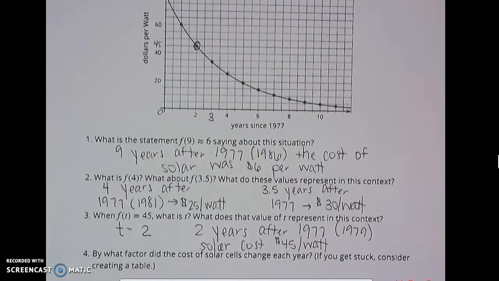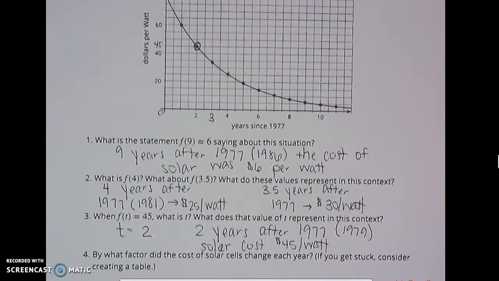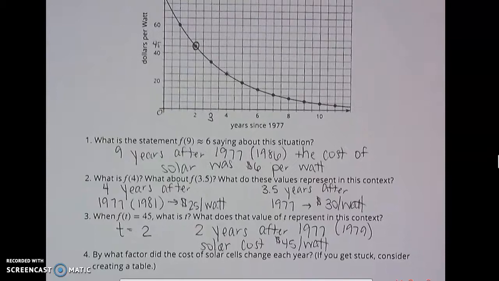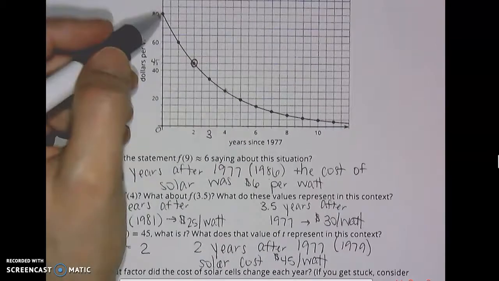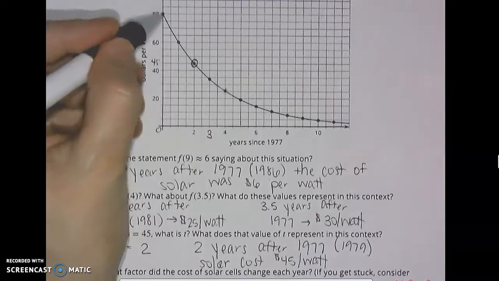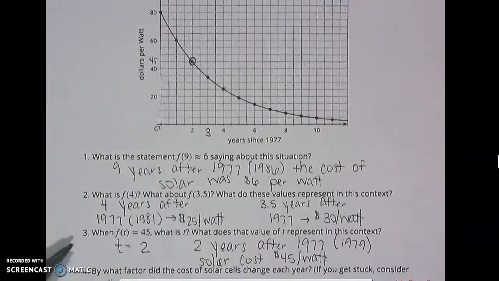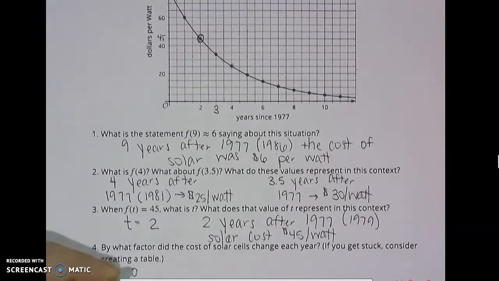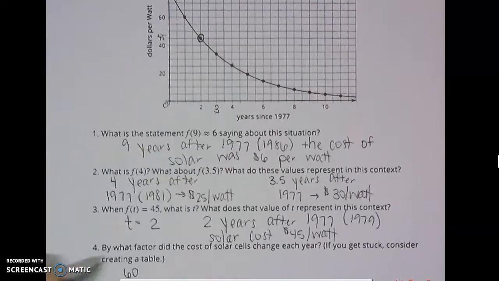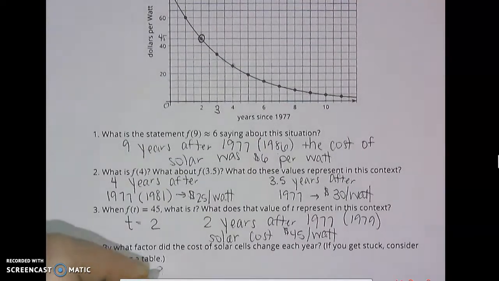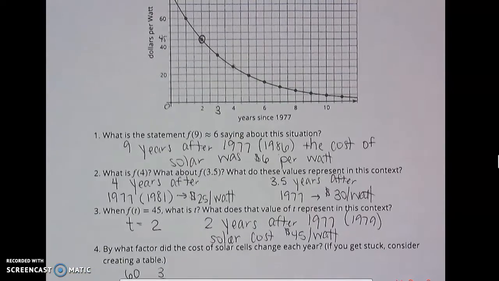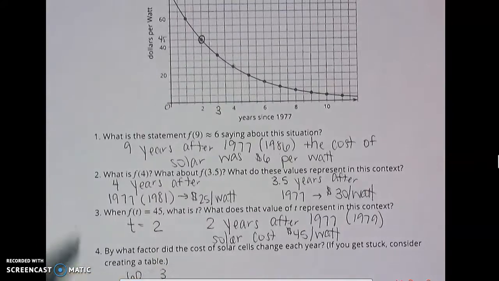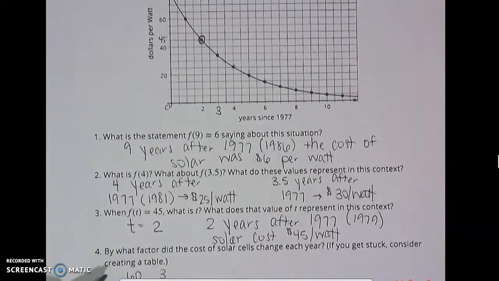All right, so the last question down here is asking, by what factor did the cost of solar cells change each year? So we're looking at what happened from one year to the next, how much we have left out of how much was already there. If after 1 year it was 60, and we started with 80 watts, that would simplify to the fraction 3/4. That's what happened from the beginning, the initial amount, to year 1. So what happened from year 1 to year 2?